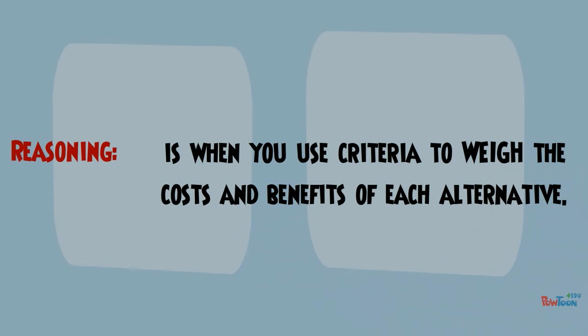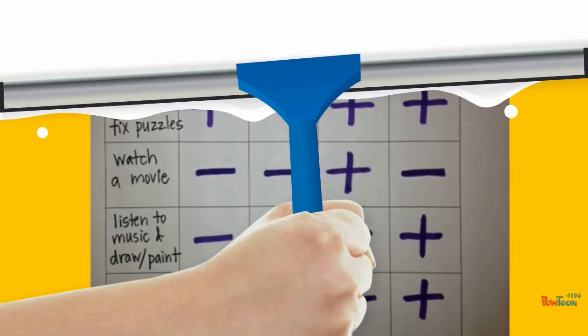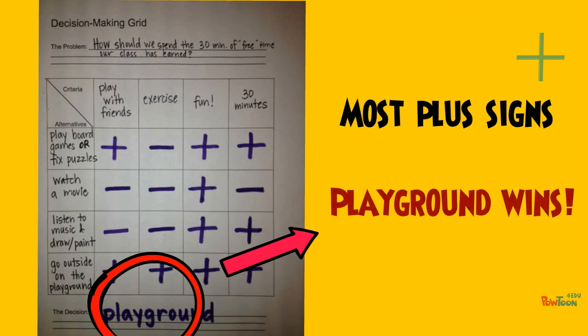How did the class use reasoning to make a choice? In our story, you can see that some of the alternatives had both pluses and minuses. The best choice is the alternative with the most plus signs. As you can see on the completed PACE grid, the class decided to spend time on the playground during the 30 minutes of free time.